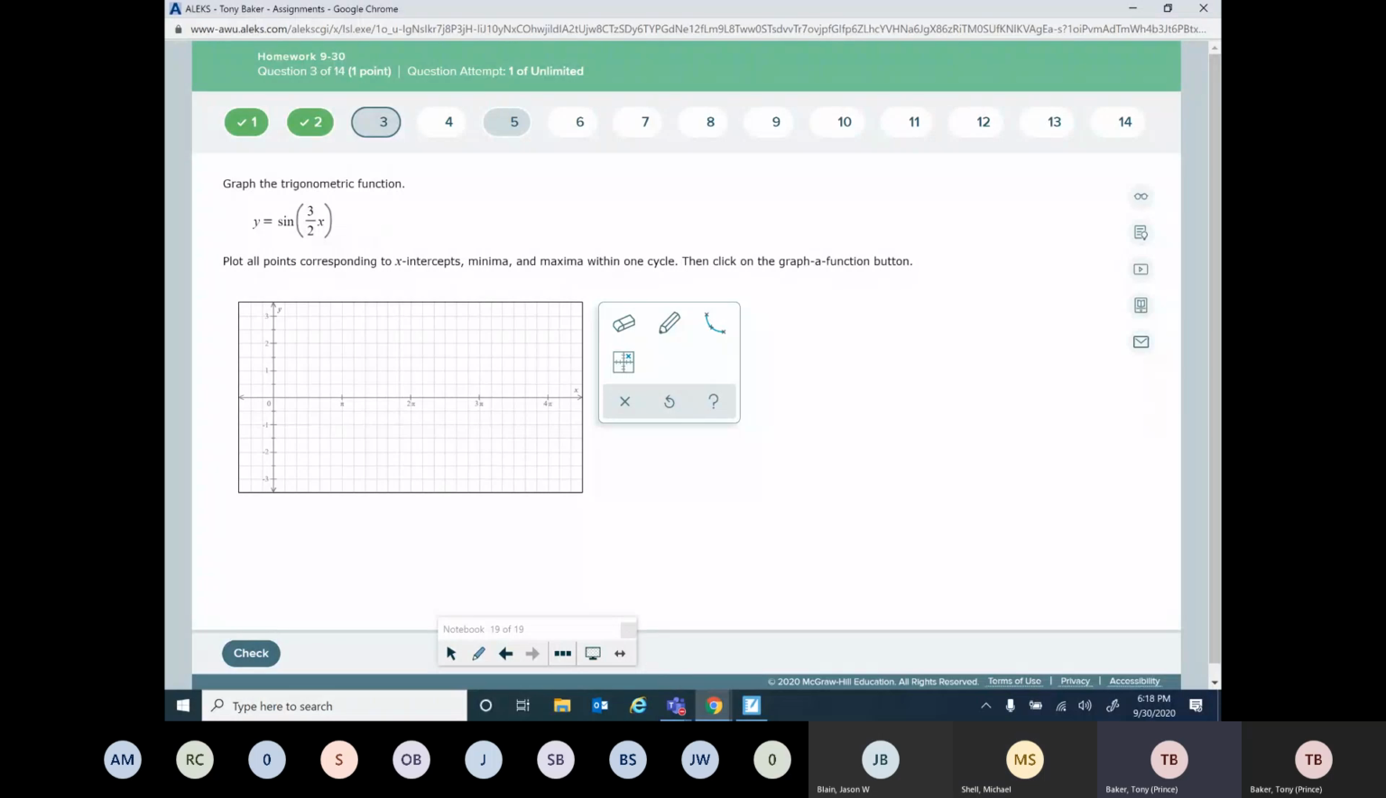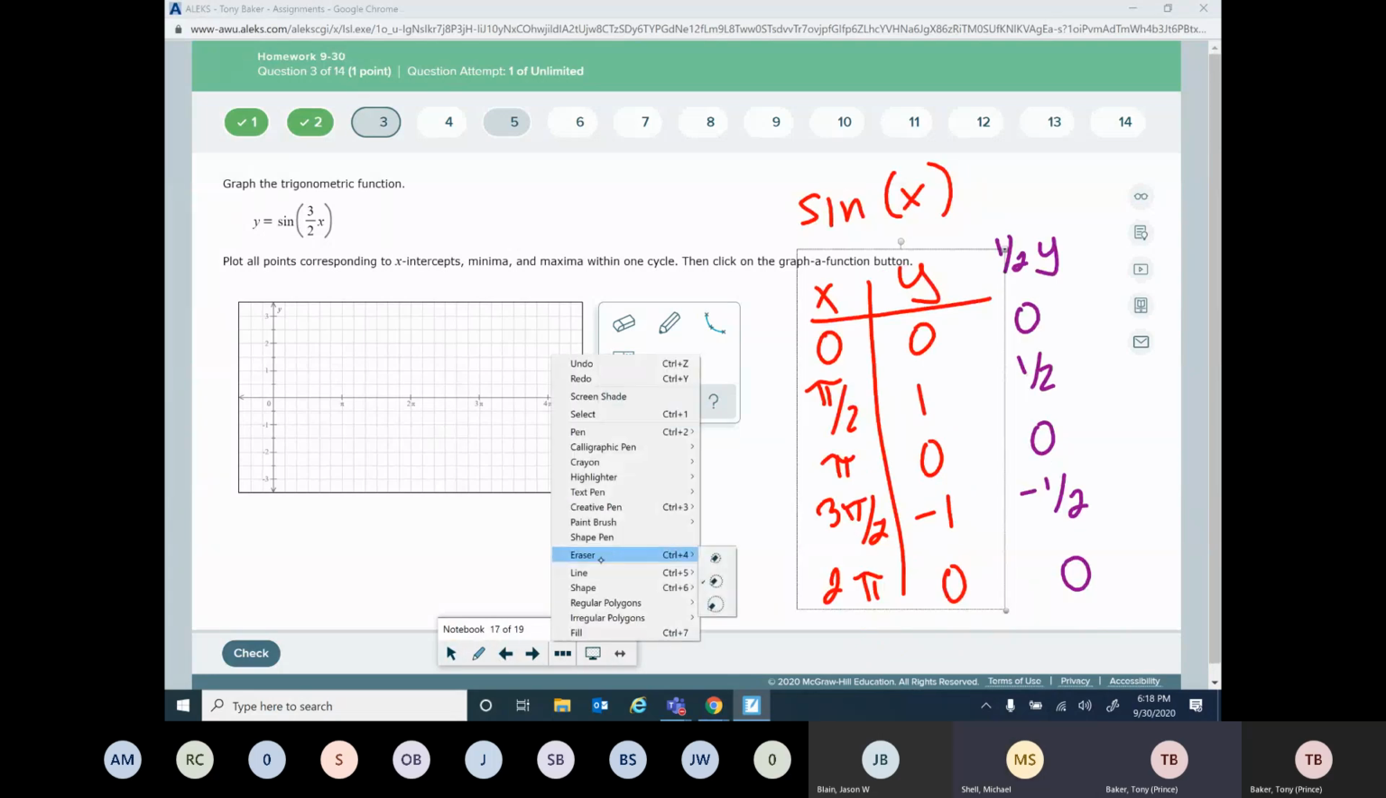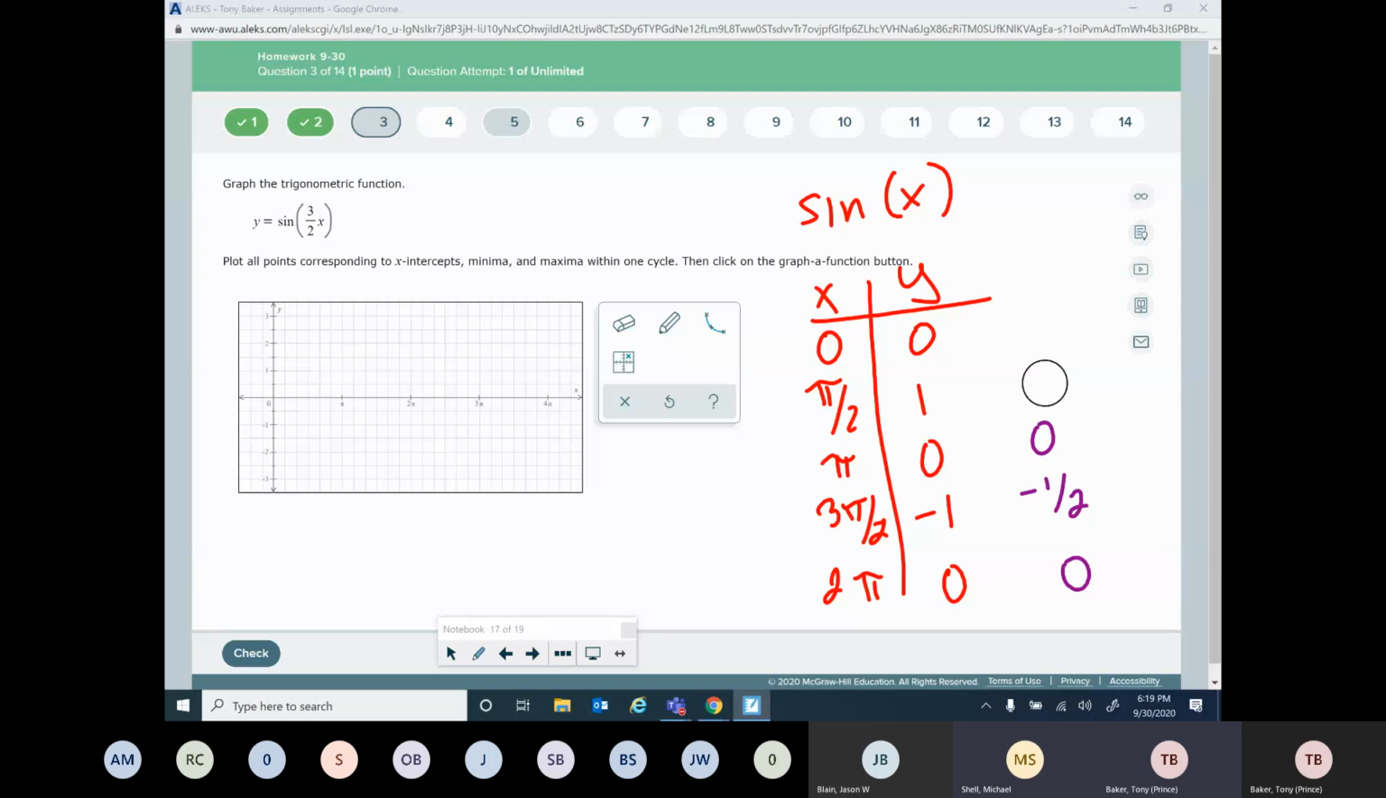In this problem, the multiplication's on the inside of my parentheses. So this one we're doing to the x value. So again, we're going to use my parent function for sine. Now there's my parent function for sine. Now this one, it's 3 over 2x. So remember the x, we do the opposite. So we're doing 2/3 x.